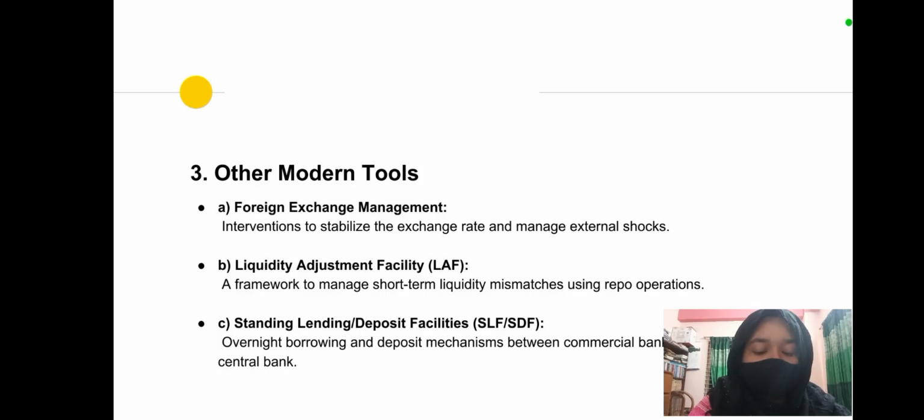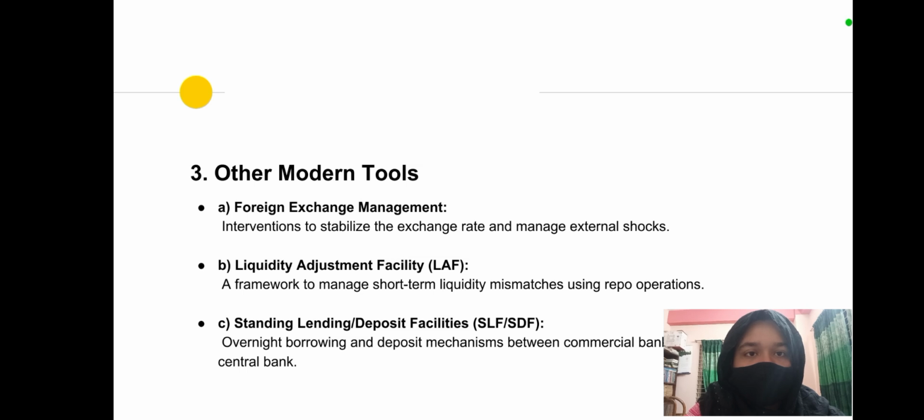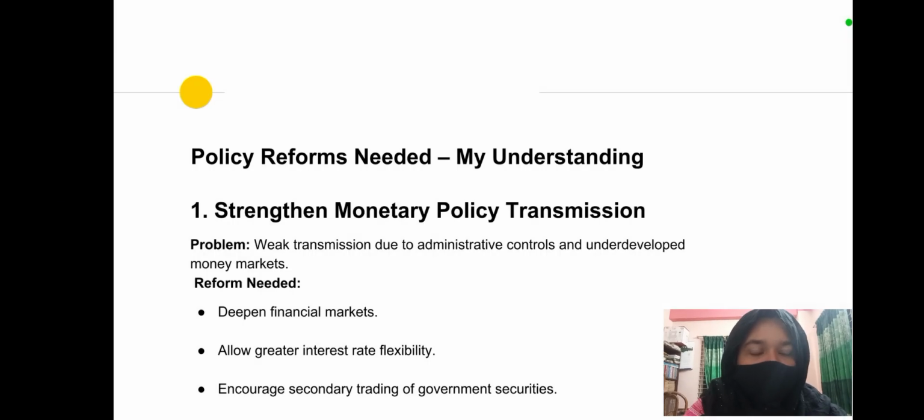Then other modern tools, foreign exchange management, intervention to stabilize the exchange rate and manage external shocks. Liquidity Adjustment Facility, a framework to manage short-term liquidity mismatches using repo operations, standing lending deposit facilities, overnight borrowing and deposit mechanisms between commercial banks and the central bank.